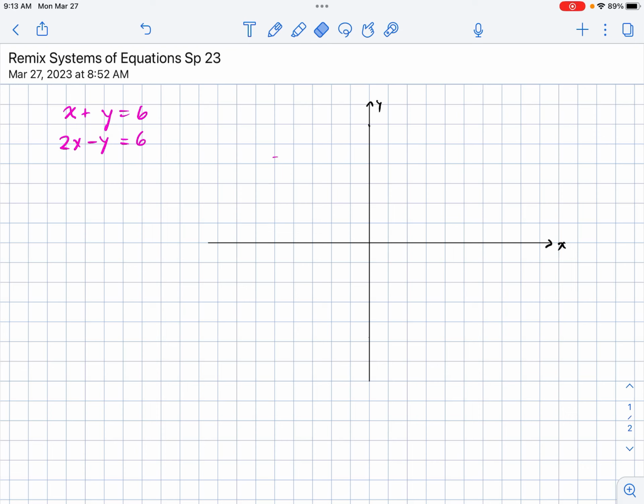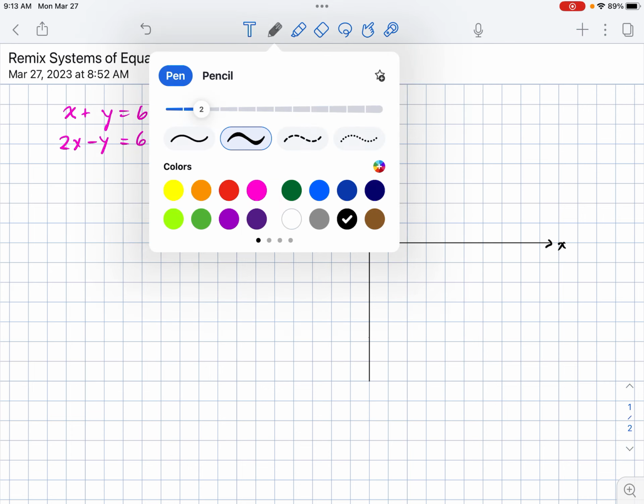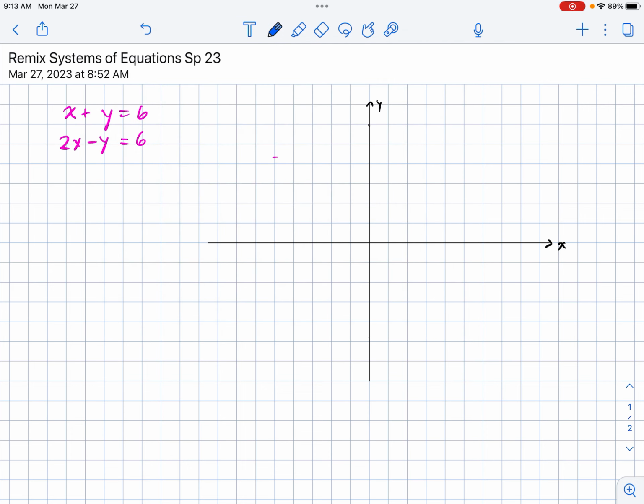Today I want to do a little bit of a review over how we solve systems of linear equations. So I've got a system of linear equations here, and I'll call this first one equation 1, and the second one equation 2. But when we talk about a system, what we're saying is, what point do equation 1 and equation 2 have in common?